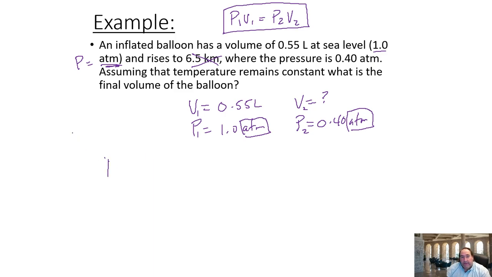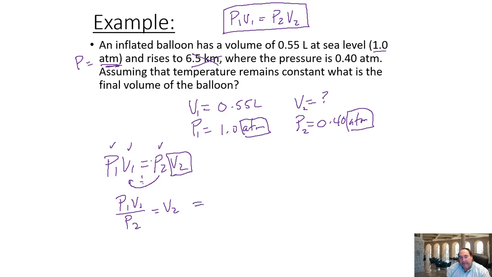So here we're going to do P1 V1 equals P2 V2. We pretty much have everything other than V2. So we're going to divide this to the other side. And again, it's on top, which means when we move it over, it's going to end up on the bottom.